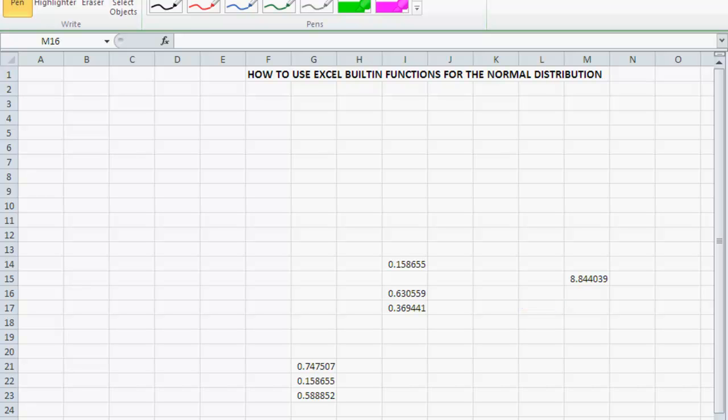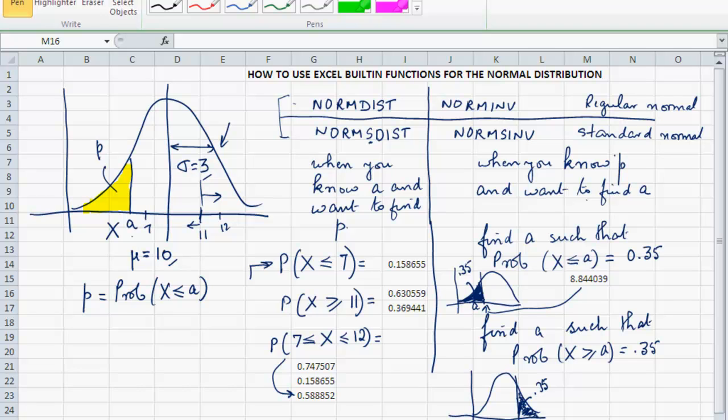Okay, and that makes sense because the mean is 10, so obviously you would have to be to the left of 10. Since the normal distribution is a bell-shaped curve, the area to the left of 10 is 50%, the area to the right of 10 is 50%. If I'm looking for an area to the left of 0.35, obviously I have to be somewhere below 10, and the built-in function tells me I have to be at 8.8.